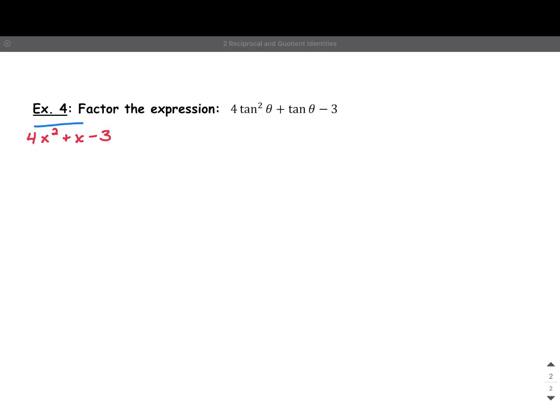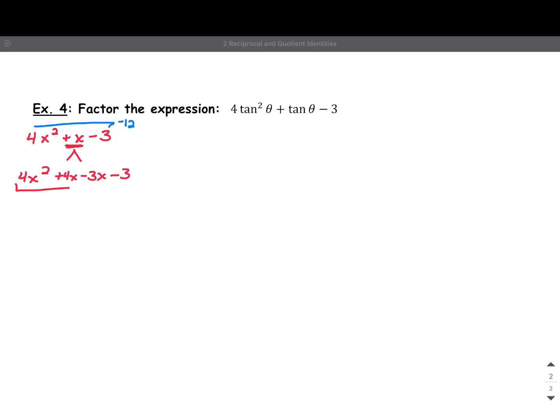You multiply first times last. 4 times negative 3 is negative 12. Now we need 2 numbers that multiply to negative 12 and add to a positive 1. Well, what would that be? That would be a positive 4x and a negative 3x. So we're going to break up the middle term there into 4x minus 3x, and we're going to keep the 4x squared and the negative 3.